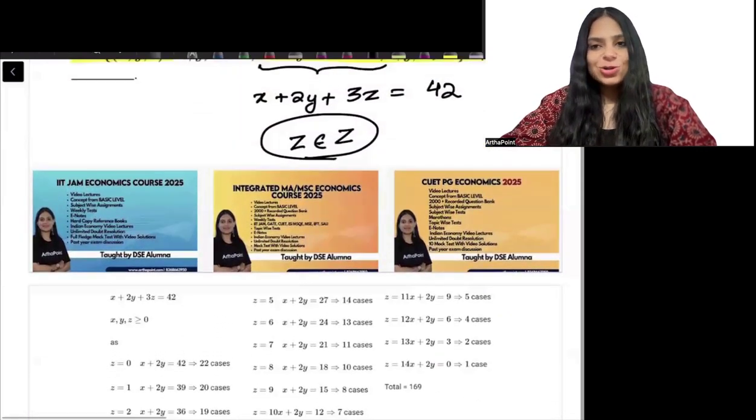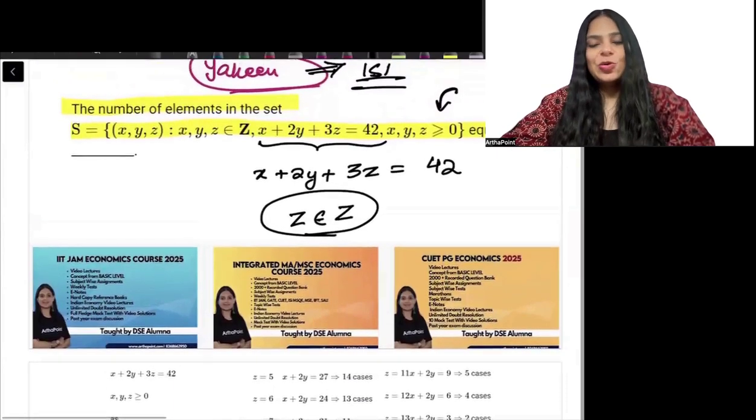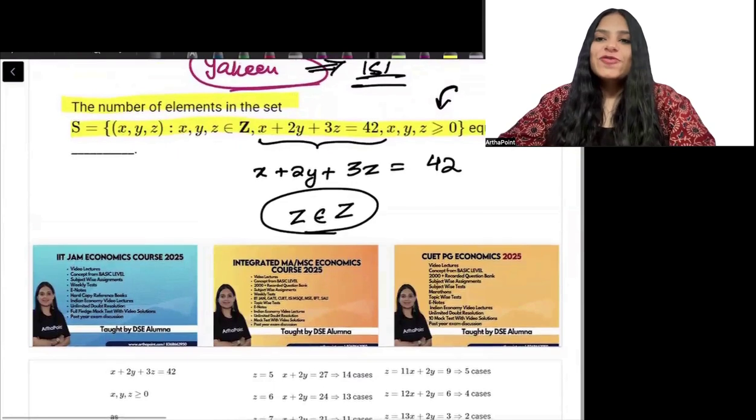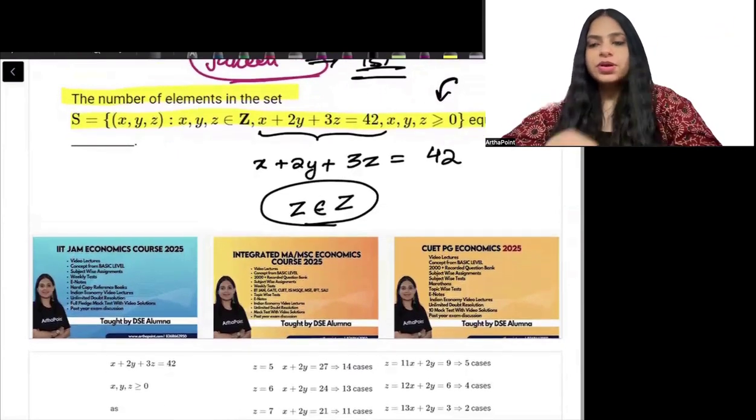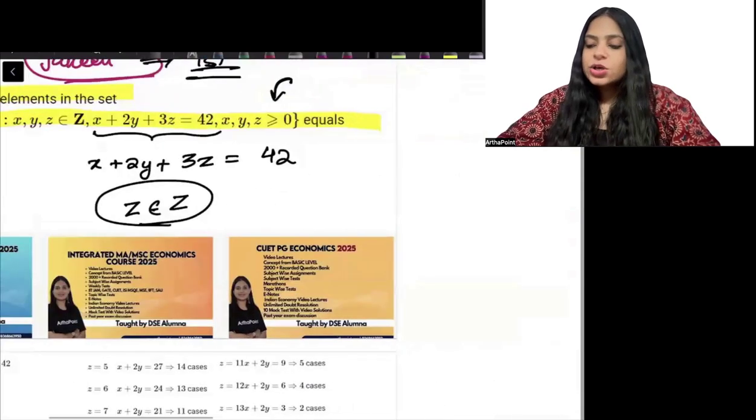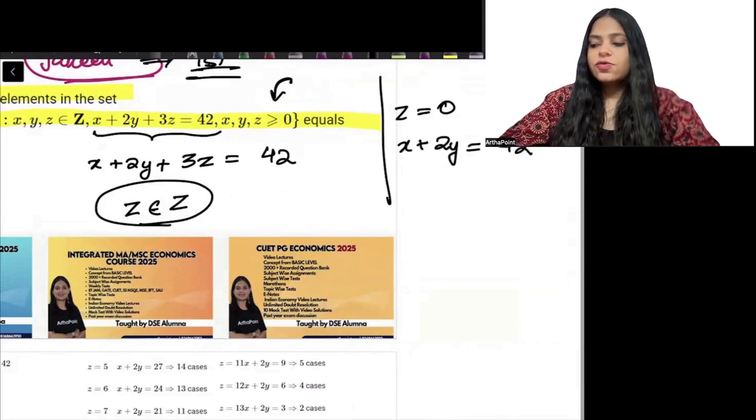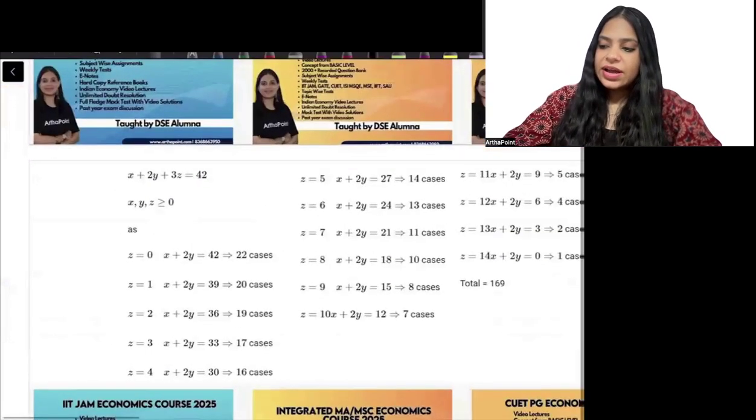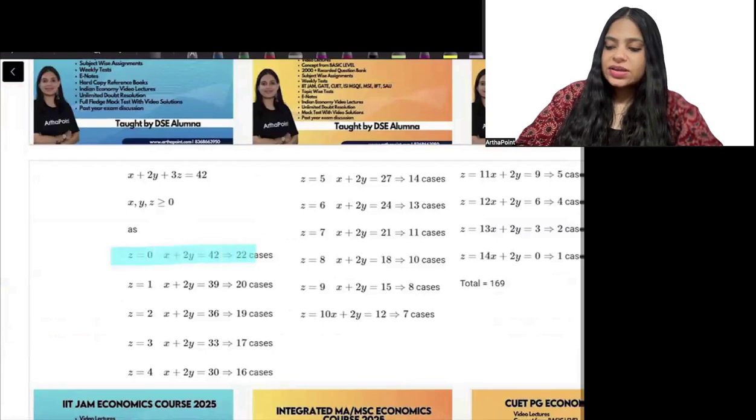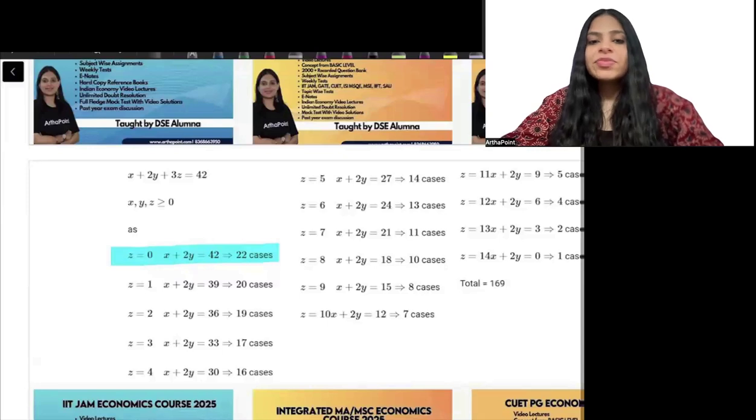Now, this is a very interesting question because you need to take different values of z to solve it. So we begin by letting z be equal to 0. That's the first thing that can happen. If I take z equal to 0, I will get x plus 2y is equal to 42. That would be my case number 1.